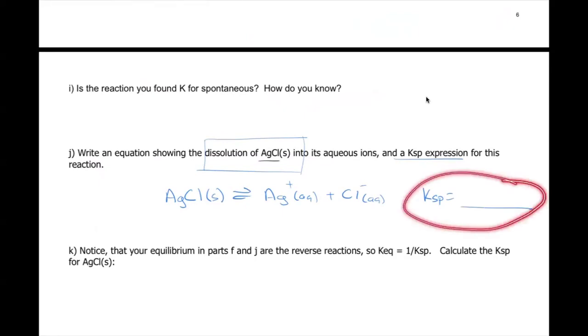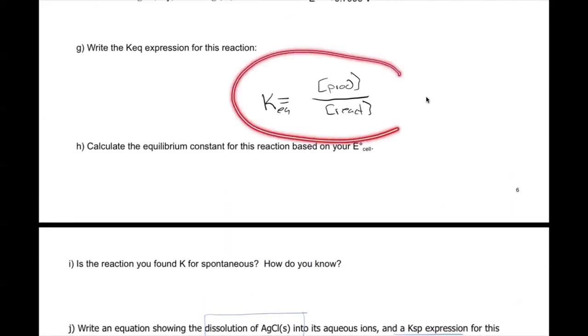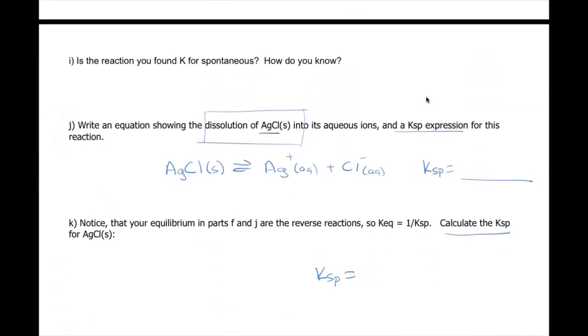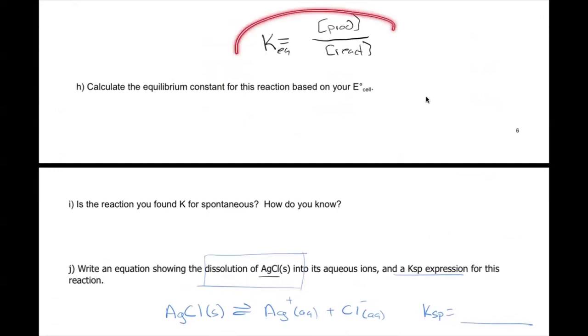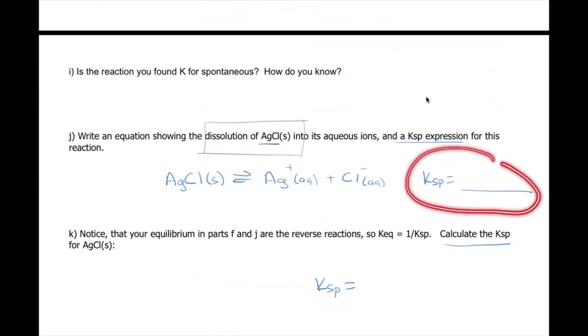When we have this, we can compare this equilibrium constant expression to the equilibrium constant expression you got here. And ultimately, what we're going to do in part K is try and get a numerical value for KSP. So calculate the KSP. So we want KSP equals, and we want a numerical value. And we have to get that from comparing the mathematical relationship between the numerical value you got here and the relationship here. And there are some hints to help you do this. Again, if you have questions, let me know.